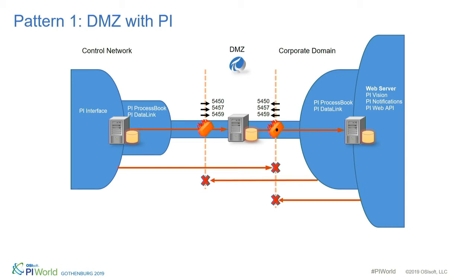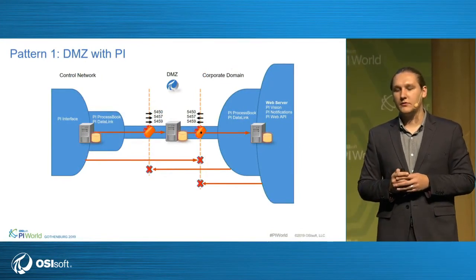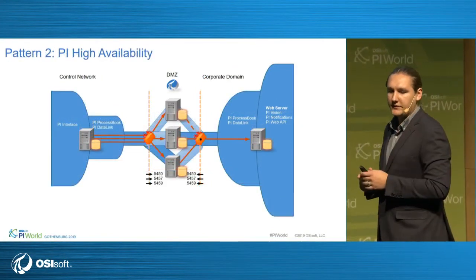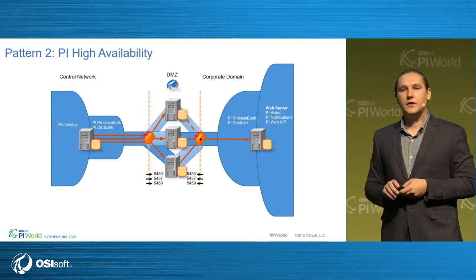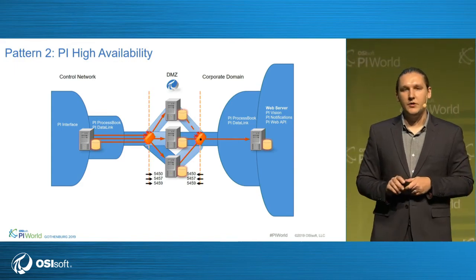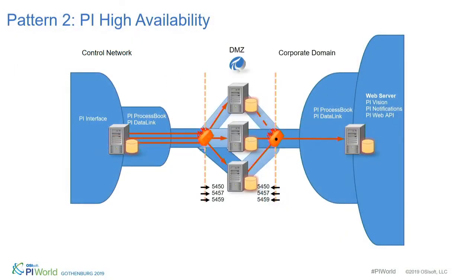And of course, firewalls are constructed in a way that all connections coming from the control network to the corporate network are blocked. The next pattern is to expand this architecture with a high availability option. So instead of having a simple standalone PI data archive, we are implementing the high availability option of the PI data archive directly inside the DMZ.